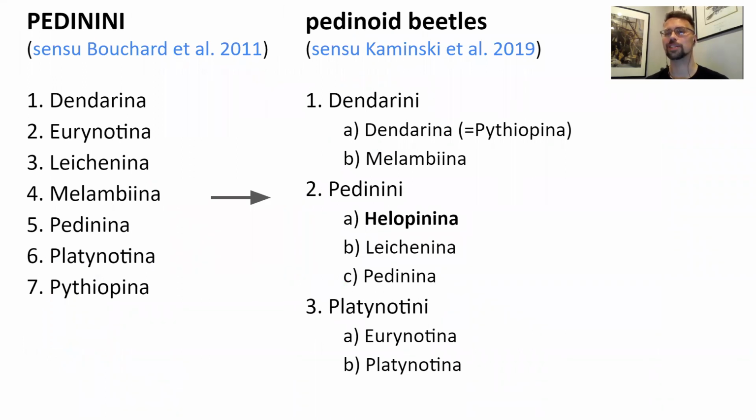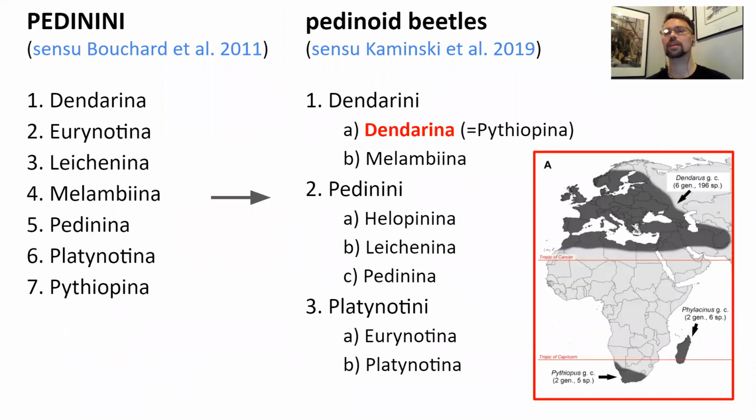You can see our little Helopinina here. Additionally, there were some fascinating biogeographic consequences of our study, for example the distribution of Dendrina. We are still investigating this issue. I hope that the publication about this will soon be ready for submission.